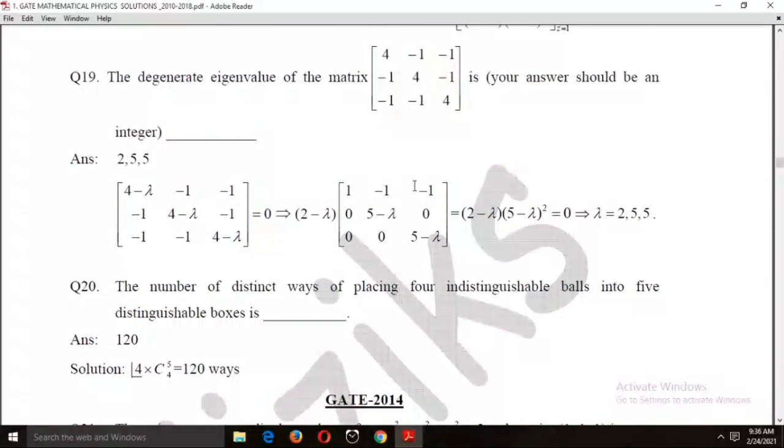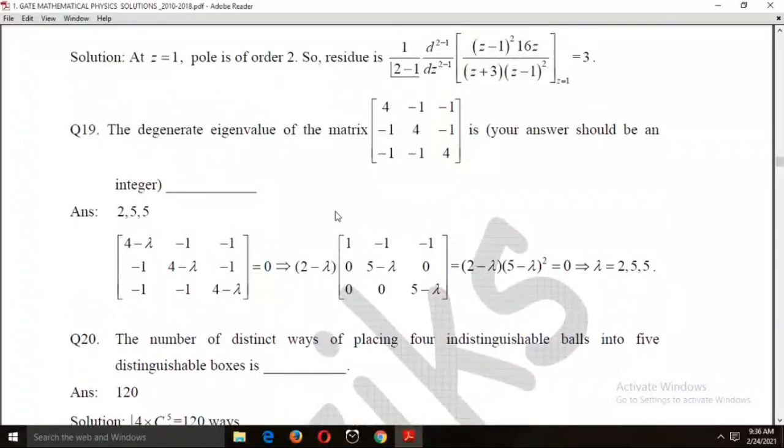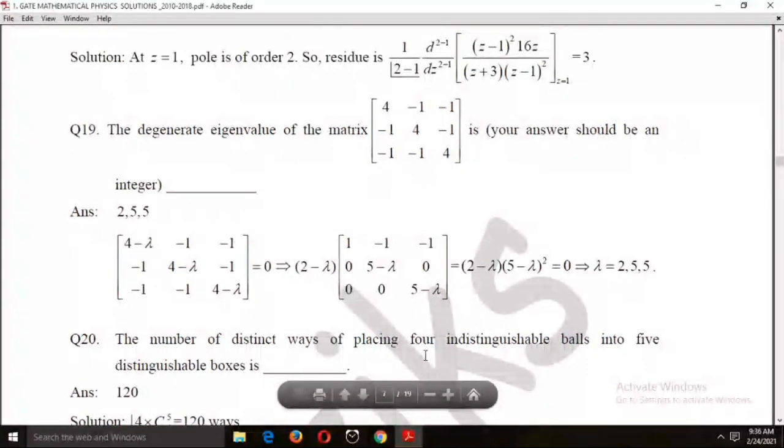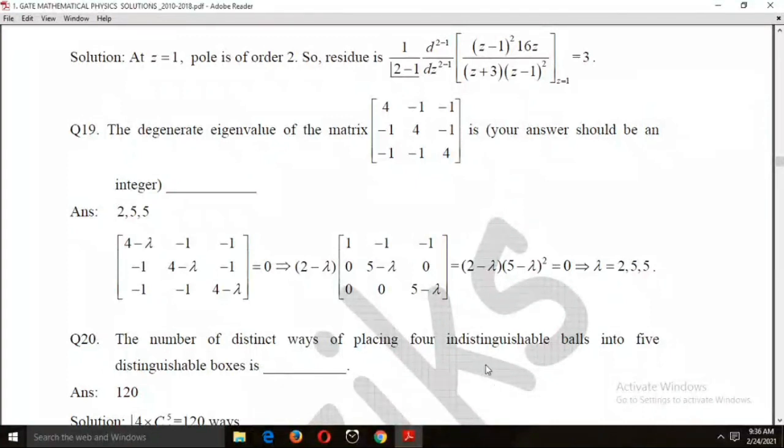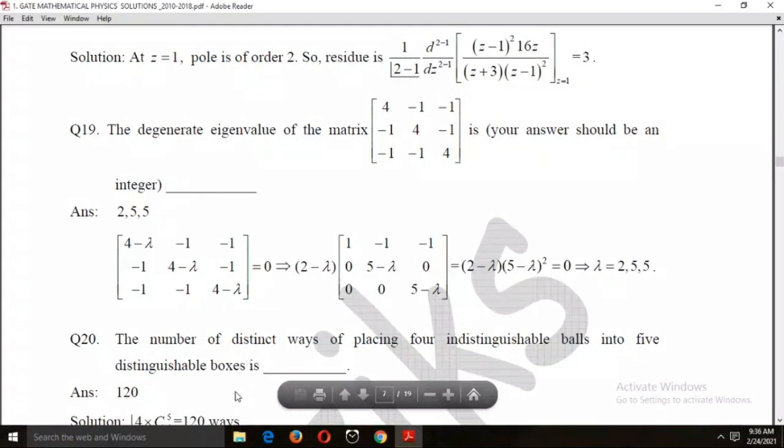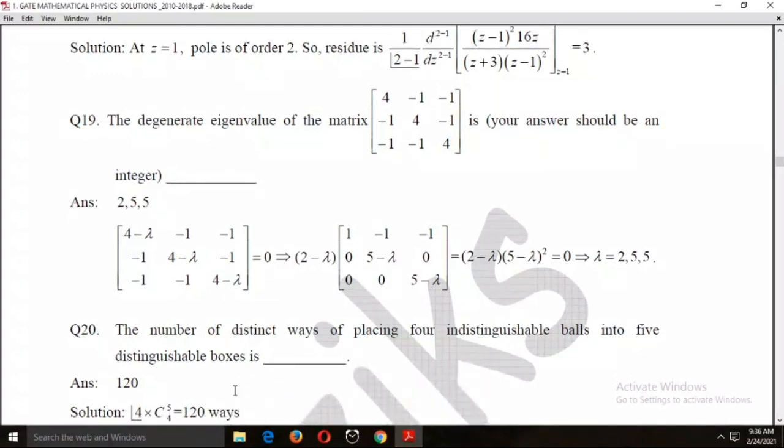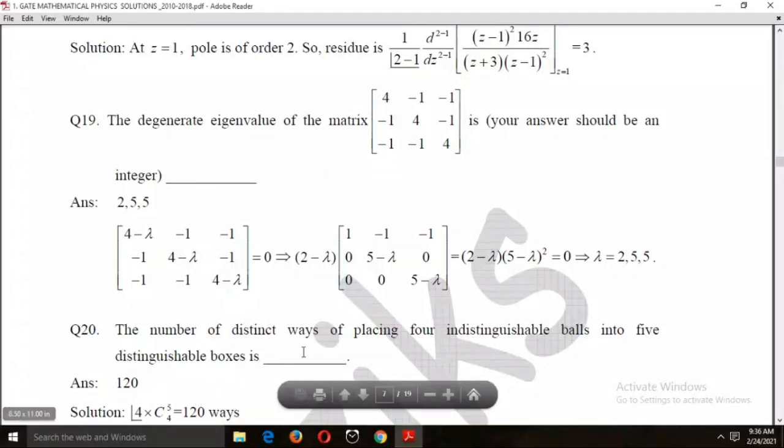Next question is the number of distinct ways of placing 4 indistinguishable balls into 5 distinguishable boxes. The number of distinct ways of placing 4 distinguishable balls into 5 distinguishable boxes is 120, factorial 4. For indistinguishable balls and 5 boxes, so 5C4. Total will be 120 ways.